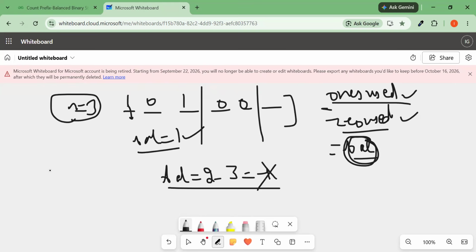So can we say that if balance is less than 0, it means this is not a valid condition? Balance should always be greater than or equal to 0.